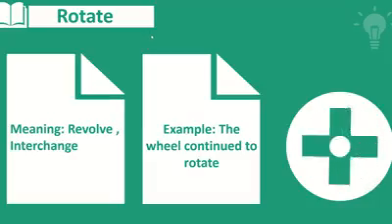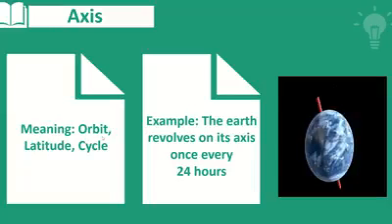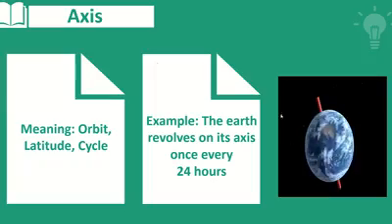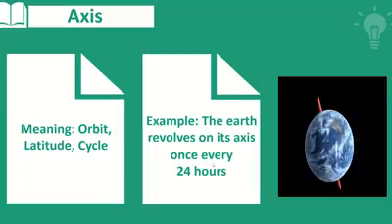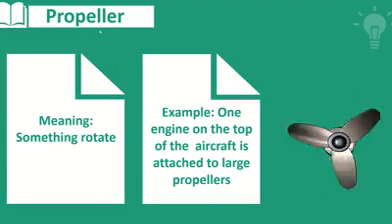abortito. Next vocabulary is axis. Means orbit, latitude or cycle. In Bangla meaning অক্ষ. For example, here we find in a picture the earth revolves on its axis once every 24 hours. Next vocabulary is propeller.